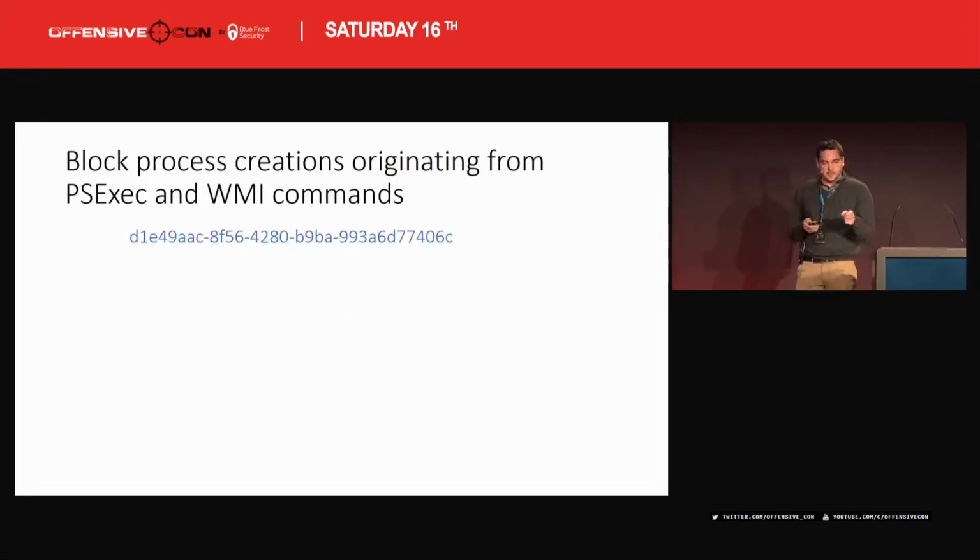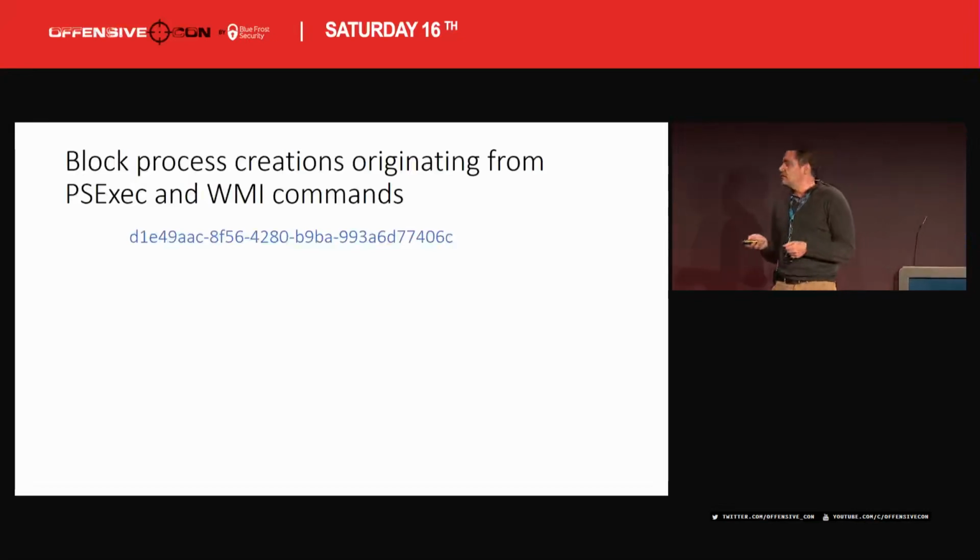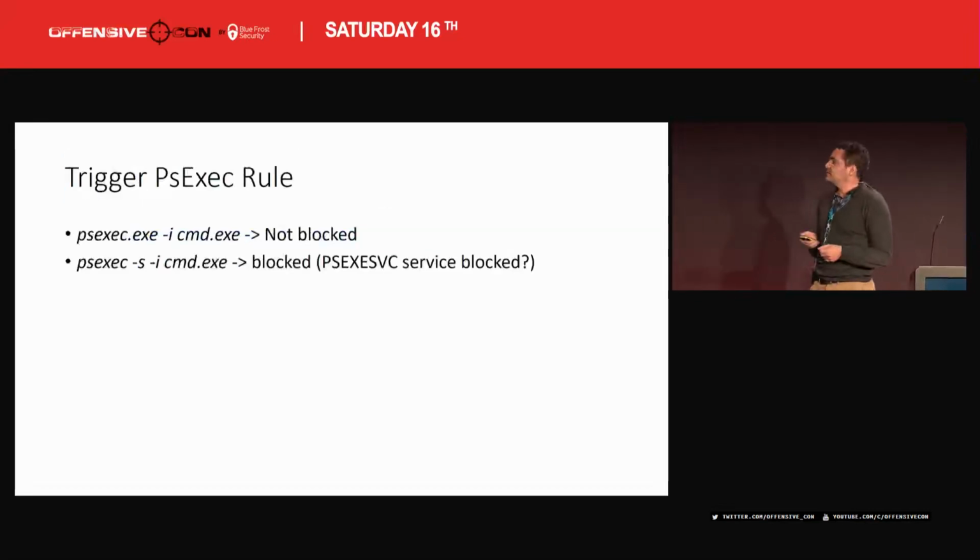I already talked about some of this, how to bypass. I wanted to focus on psexec a bit more, because I find something strange. If I run psexec -i, the simple command, that's not blocked. But if I try a more advanced command, like the -s option to start a system shell, for example, that's blocked. And after some research, I found out that it's probably the PSEXESVC service which is blocked.